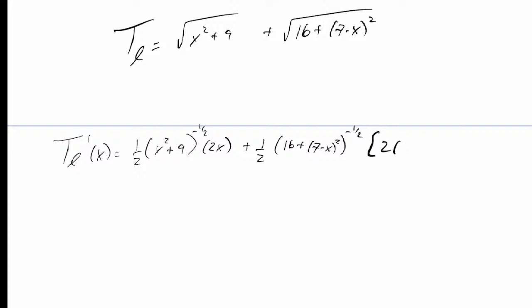And this is going to be 2 times 7 minus x to the negative 1.